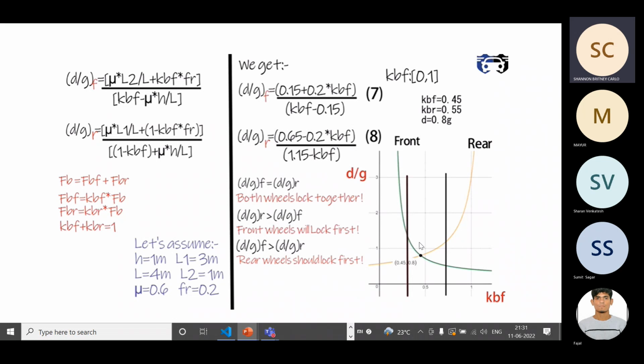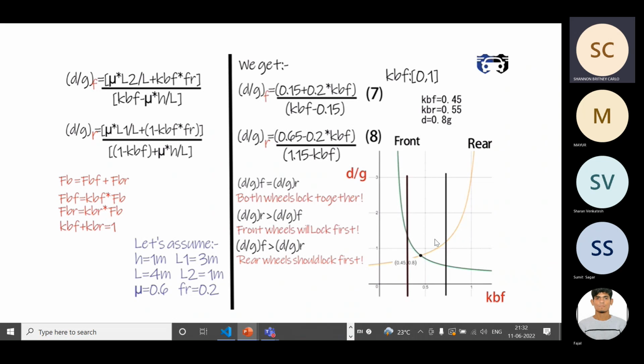So if I try to plot the graph, this is how the graphs will look. It is the d by g versus KBF graph. Here, if you see, the two graphs will intersect at one point. Here the d by g value is 0.8. So take g on the other side, so d is equal to 0.8 g. And the KBF value for that deceleration is 0.45. The KBR value you can just find out by doing 1 minus 0.45, which is 0.55. So here you'll get these values at the point of intersection.